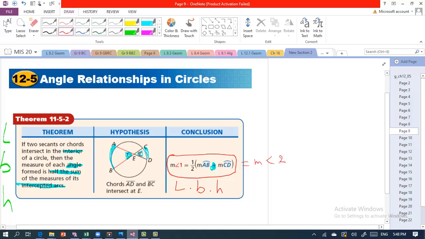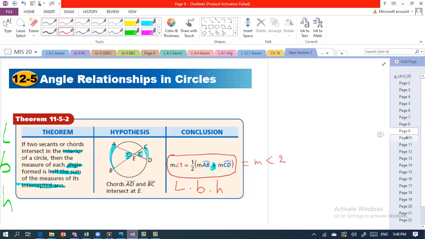Okay, so we have the chords AD and BC. They intersect at a point E. The result is that the measure of these angles is half of the sum of these intercepted arcs, AB plus CD. You have to learn it by heart, as you can see I've written that.